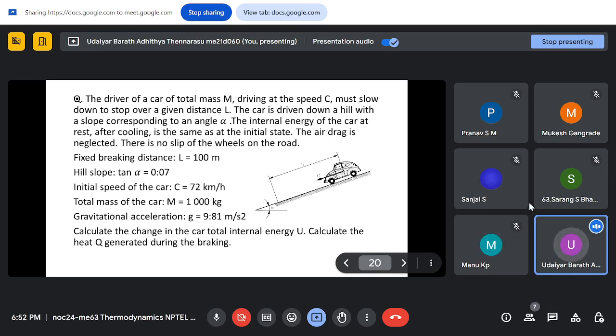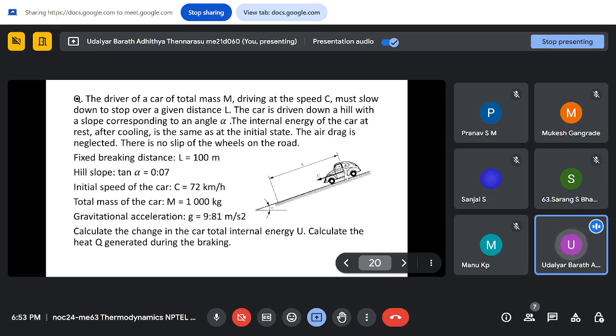Okay, so the problem goes like this: the driver of a car of total mass m driving at the speed c must slow down to stop over a distance l. The car is driven down a hill with a slope corresponding to angle alpha. So you have a slope, the angle is alpha, and initially the car which is at the top has a velocity c, and you want the car to stop at the distance l.